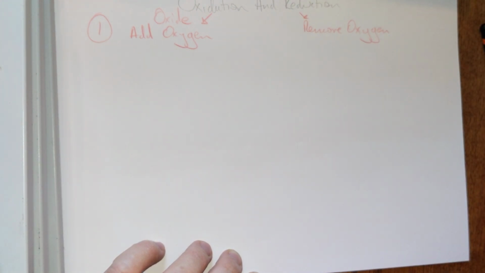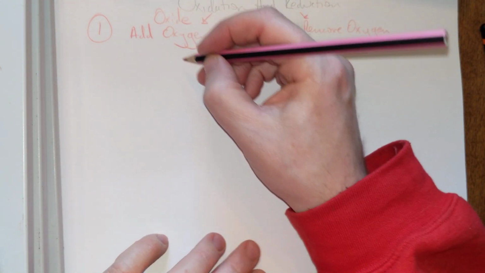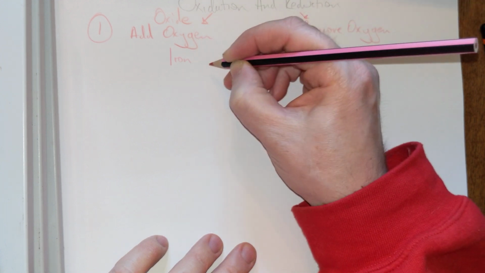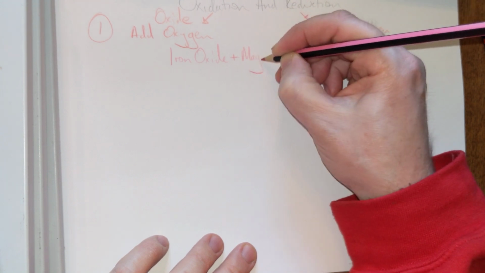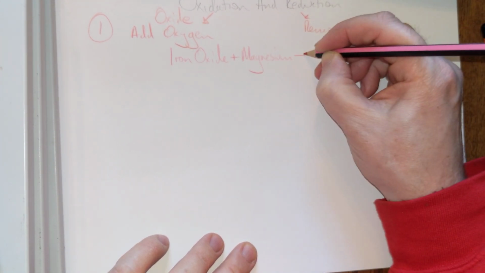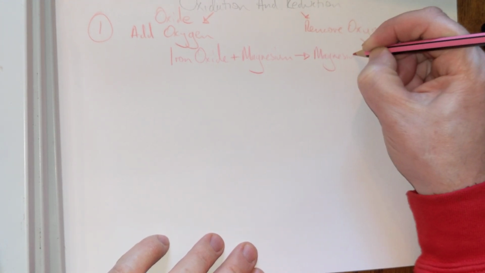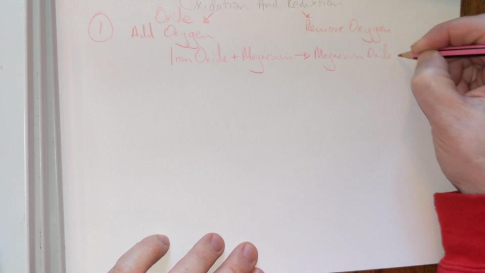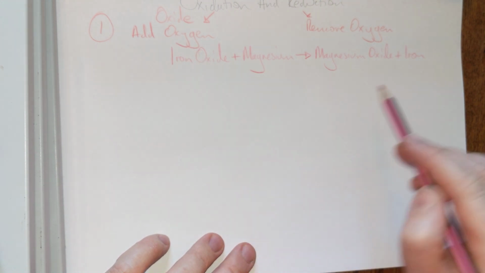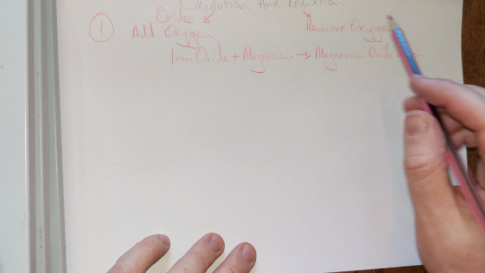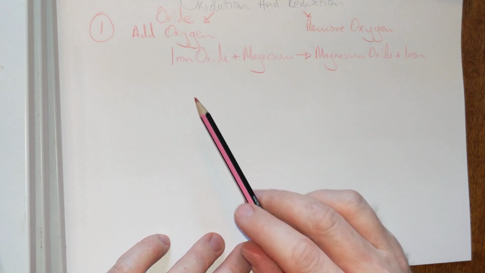Okay, and your examples here are, in fact, let's just do one big example. If we've got iron oxide, we react it with magnesium, it will turn to magnesium oxide and iron. So the iron here is losing oxygen, so it is being reduced. The magnesium is gaining oxygen, so it is being oxidized.